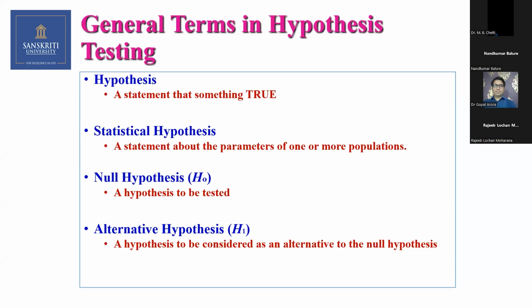See, today Gopalji would have thought there will be some 20 or 30 participants. That is his assumption. It may be true, it may not be true. And a statistical hypothesis always involves some parameters. It could be the population mean, it could be the population variance, and things like that. There are two statistical hypotheses. One is the null hypothesis, another is the alternative hypothesis.